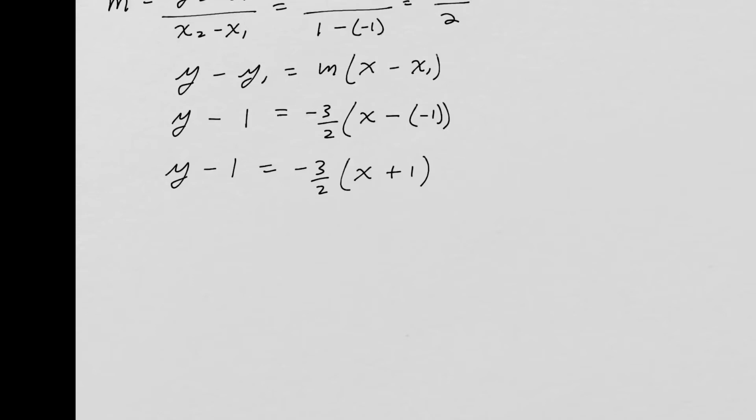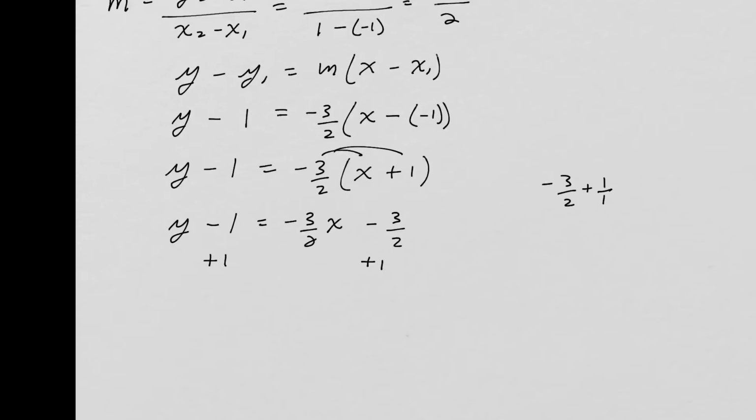I can distribute the negative 3/2, so I have negative 3/2 times x, and then negative 3/2 times positive 1 is minus 3/2. And then finally, I would need to add 1 to both sides, right? So I'll do it over here. I have negative 3/2 plus 1. But the lowest common denominator is 2, so I need to rewrite that 1. You can think of 1 as 1 over 1.